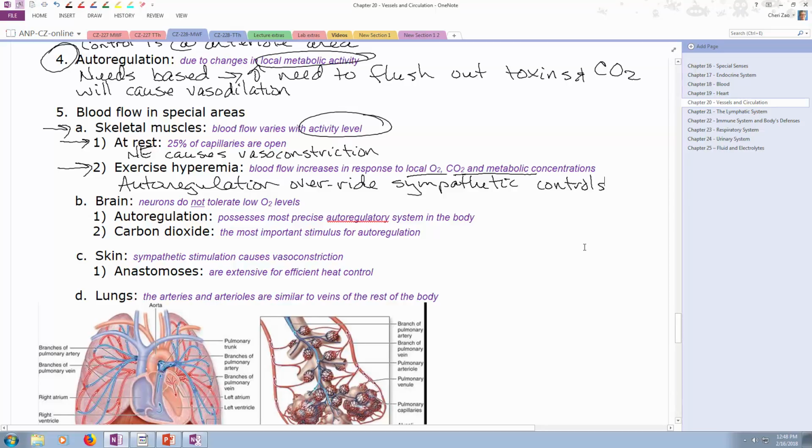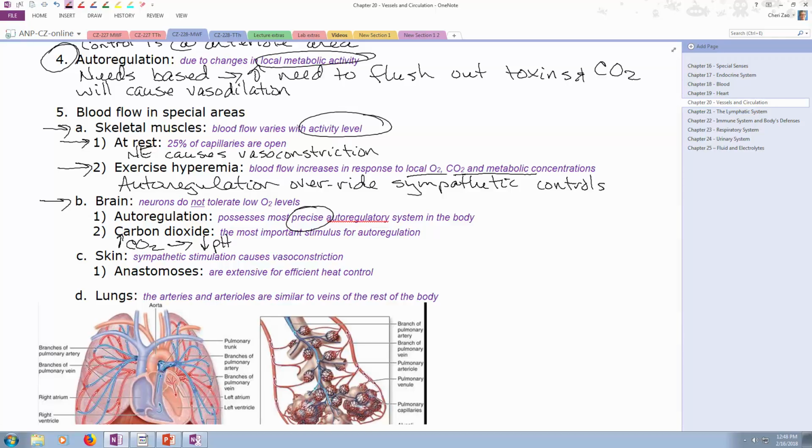Brain. We'll stop with the brain for today's lecture, and then I'll finish this off as a supplemental lecture. The brain is the pickiest eater in your body. It only wants glucose. It only wants a set amount of blood flow. It always wants a certain amount of oxygen, and it only wants a certain amount of carbon dioxide in its environment. So it has the most precise autoregulatory control system in the body. And carbon dioxide, CO2, is the most important stimulus for autoregulation, because we know when CO2 levels go up, what happens to blood pH? It's going to drop. It's an inverse relationship.